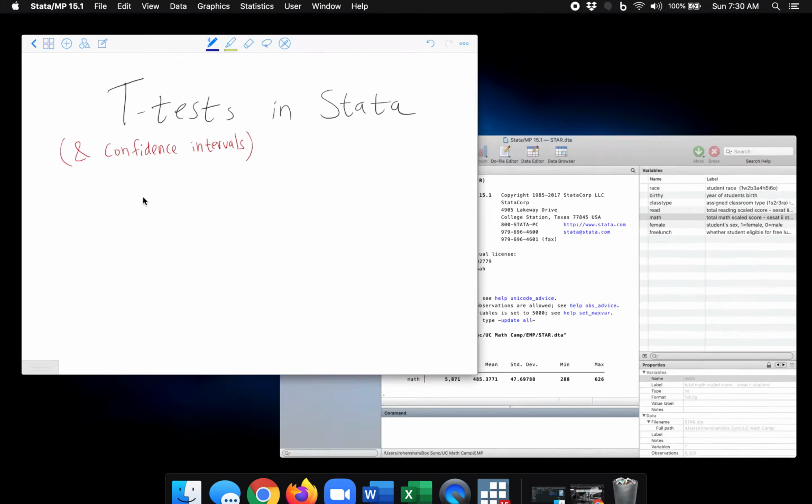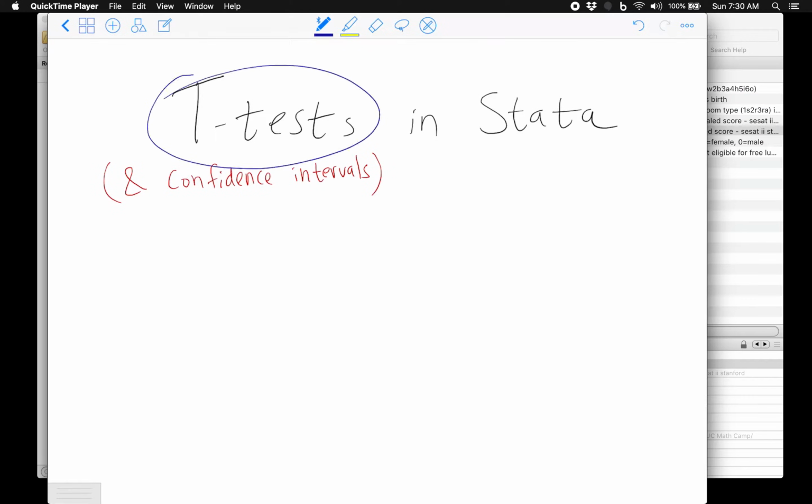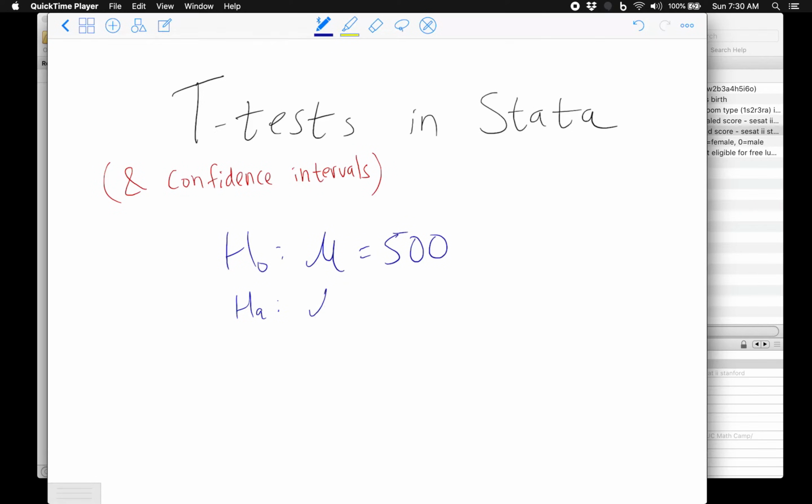Let's say, just to review what it means to do a t-test in general, you're curious about whether the test score is 500. Is the true average population test score equal to the number 500 or not? And let's say your alternative hypothesis is just, maybe it's not 500.